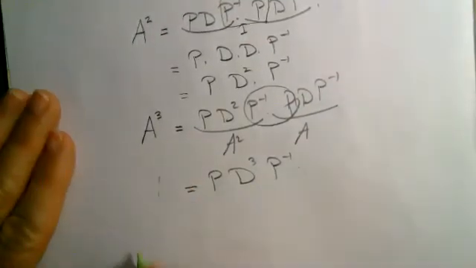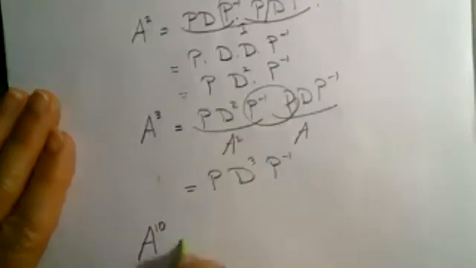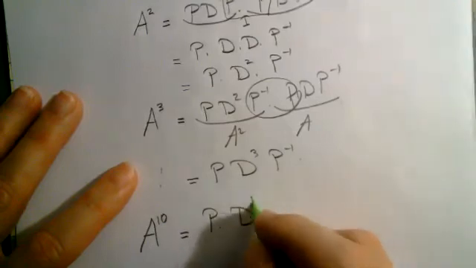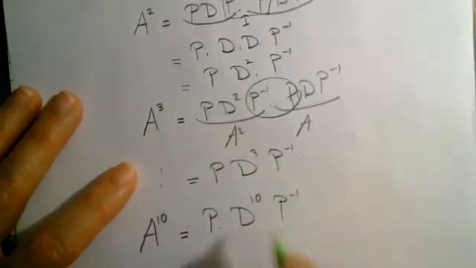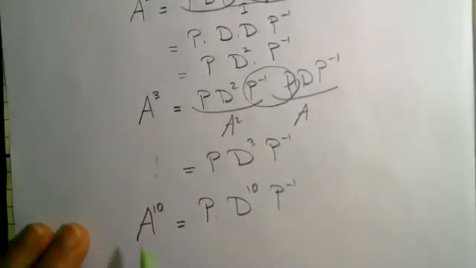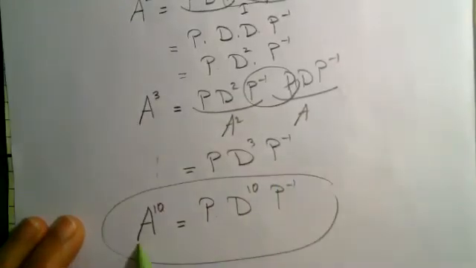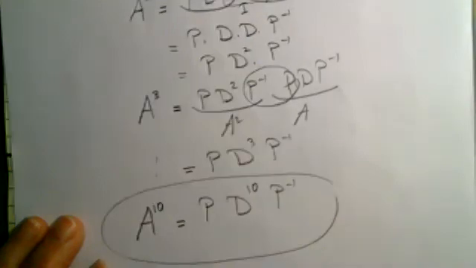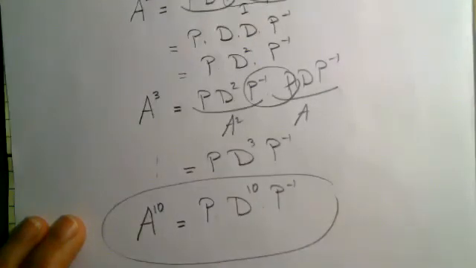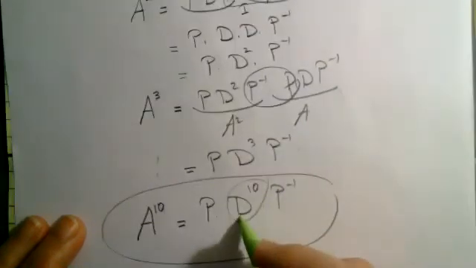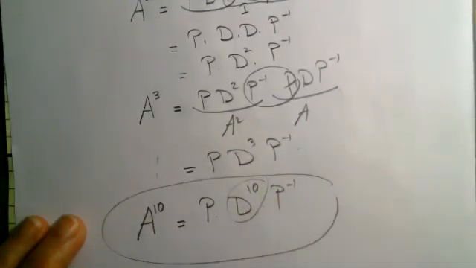So if I want A to the 10 and I proceed the same, it's P times D to the power 10 times P inverse. So finding A to any power, taking the power of A, will become simple. Why will it become simple? Because D is diagonal, D to the 10 is very easy to compute.